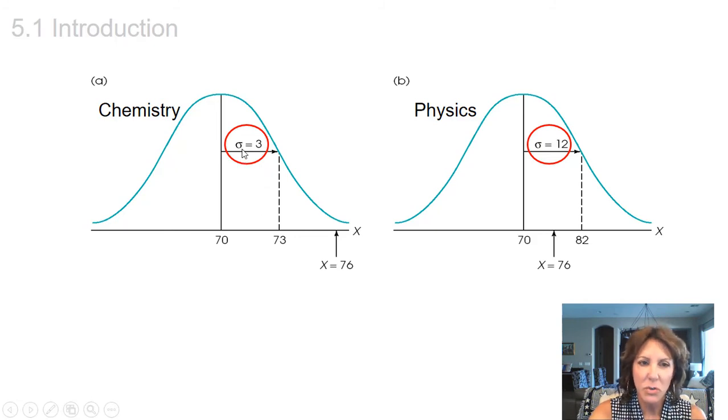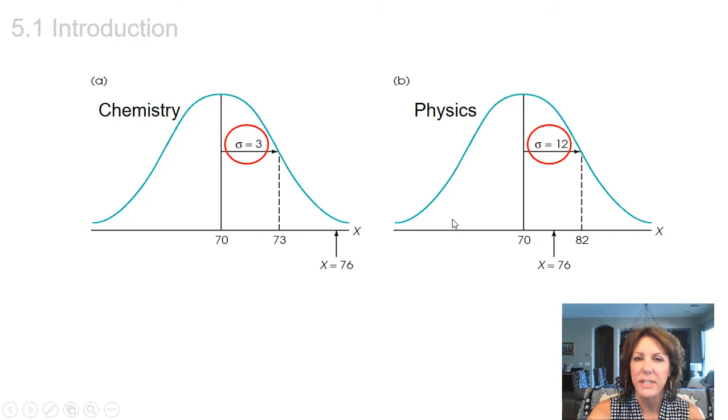In your chemistry test, the standard deviation was 3. That means that the scores varied on average about 3 points from the mean. And so as you can see, your score of 76 is way out here in what we call the tail. This is what we call sort of an extreme score. It's pretty far out there.